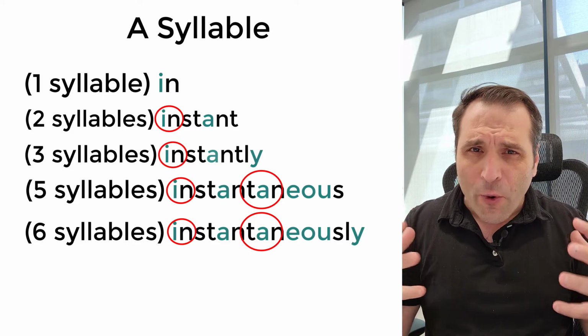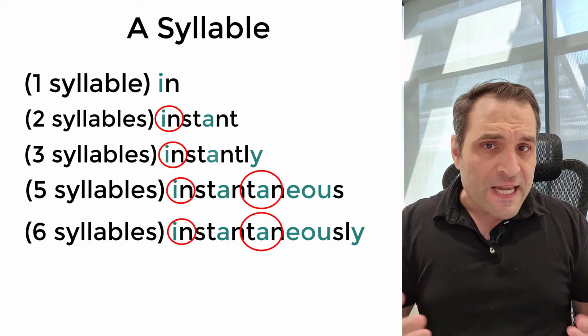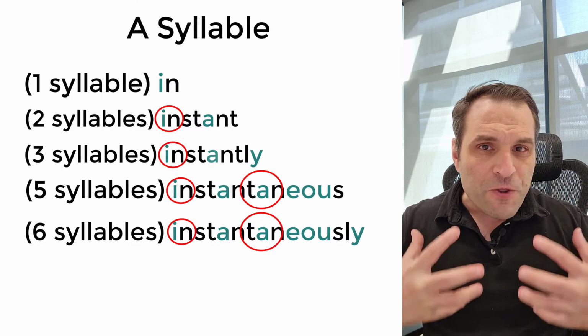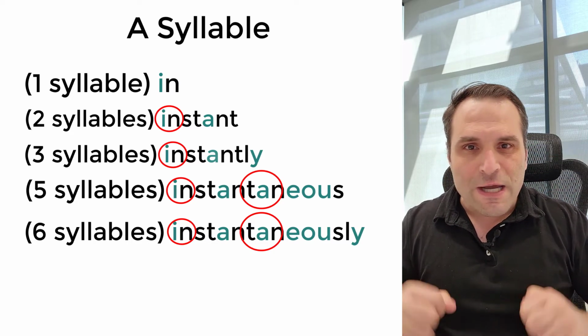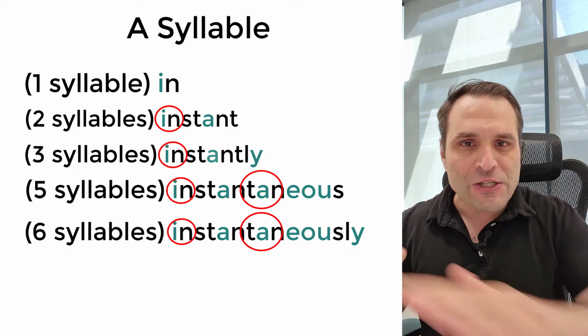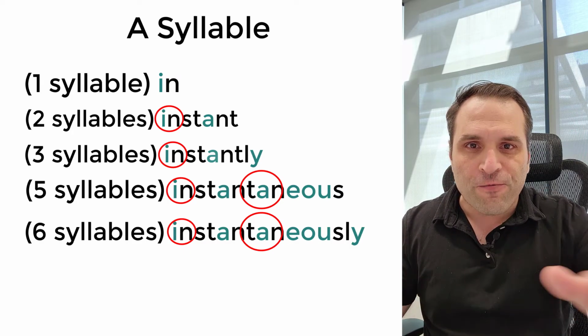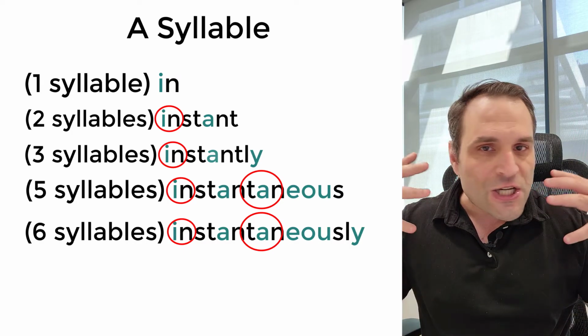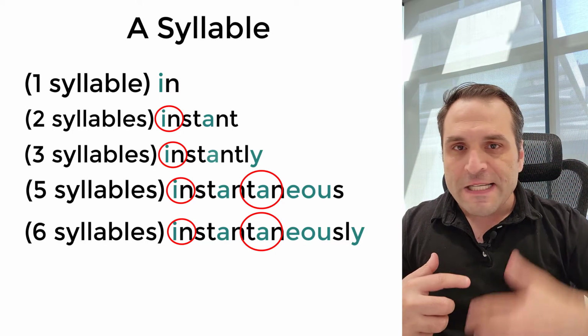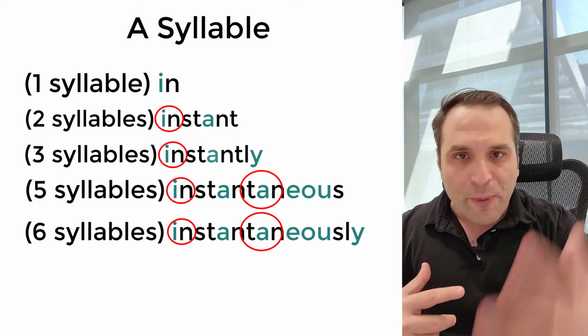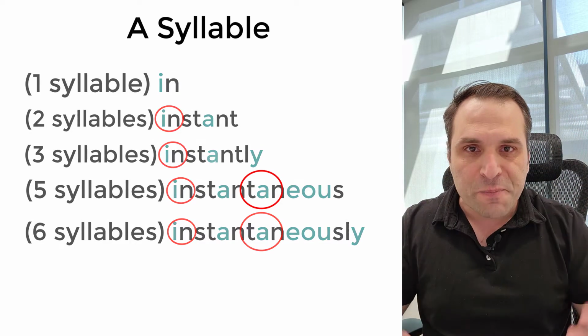Why is this important? Because when we speak English, we have to speak with rhythm. You have to have rhythm. You have to have beat. You cannot sound like a robot. You cannot just say everything with a flat voice. English does not work like that. It's a musical language. You have to go up and down when you speak.